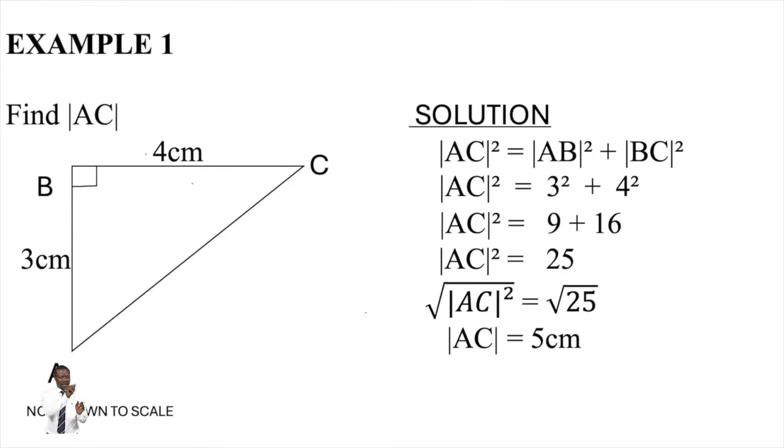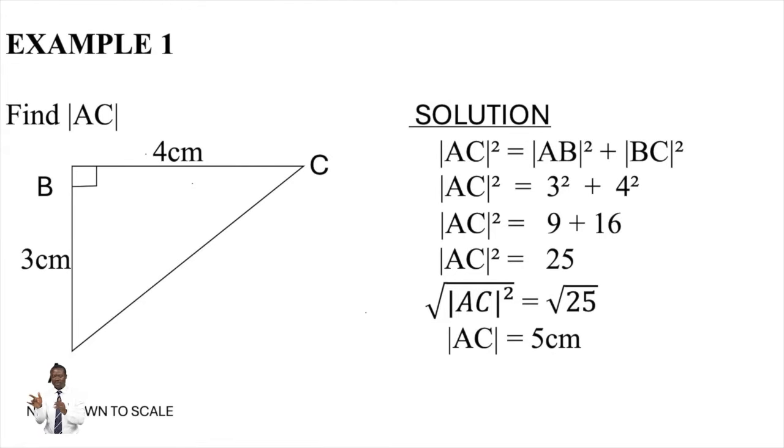Since we know AB and BC, we can make the substitutions. So AB is 3 and BC is 4. Mind you, they are squared. The square of 3 gives us 9, and the square of 4 gives us 16. Summing them, we have 25. Therefore, AC squared is equal to 25.